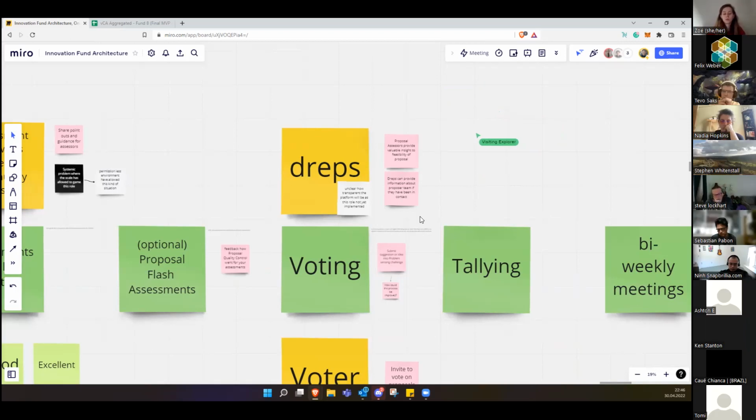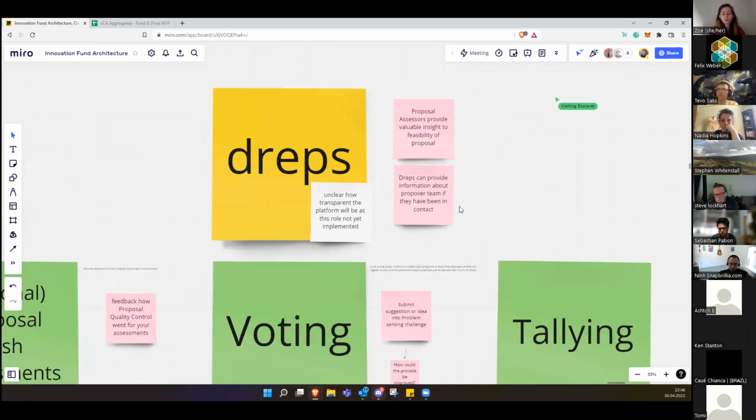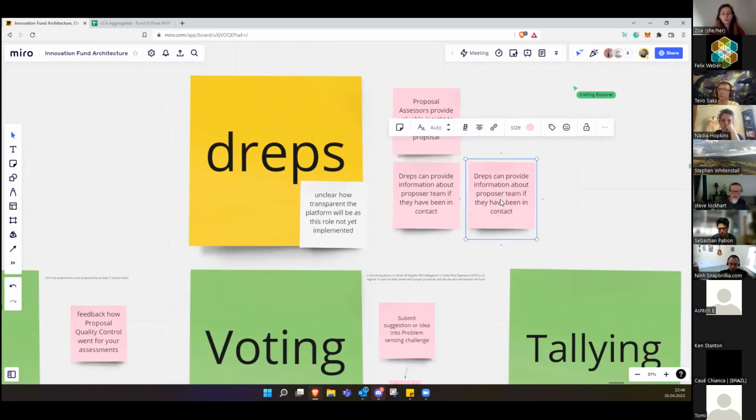I'm worried that there may be some people who have put in a submission to be a D-rep who think, oh, they're just going to sit back and vote. And I don't think that that's doing the job of a D-rep as I imagine it.